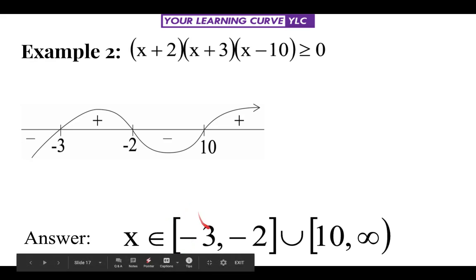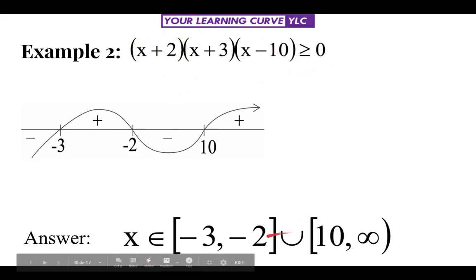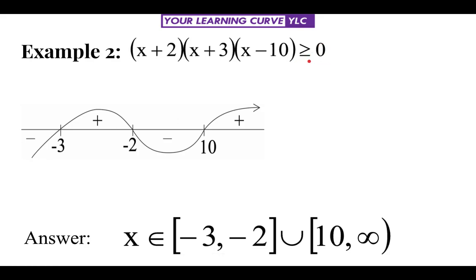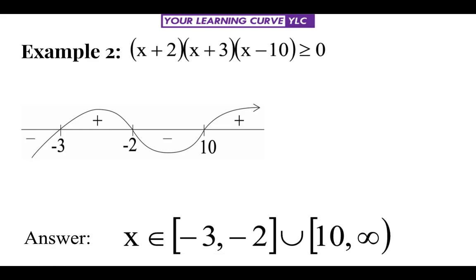So, we will put a closed bracket at minus 3. Next is minus 2. Minus 2 makes this factor 0. We are accepting 0. We will include minus 2 in our answer. Union 10. 10 makes this factor 0. We have equality 0. Then we will include this in our answer. Infinity is the last endpoint, and I repeat, every time you use this bracket, you always put an open bracket at minus infinity or plus infinity. We never include minus infinity or plus infinity in our answers.